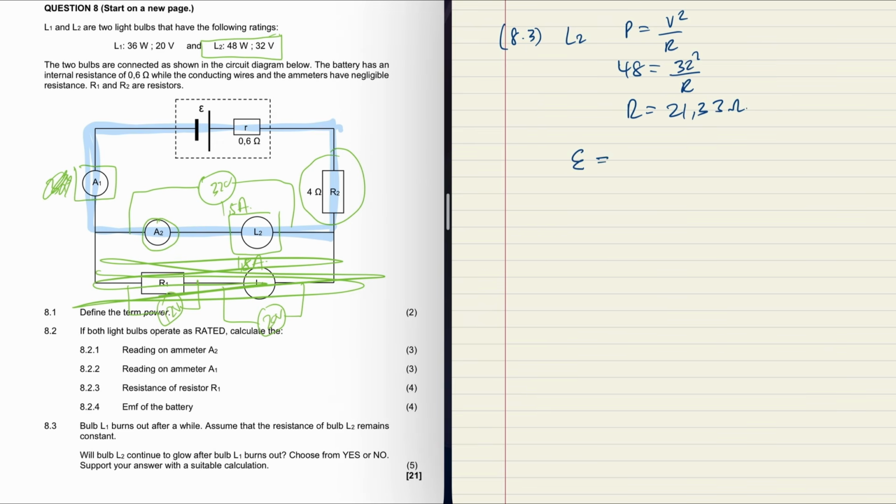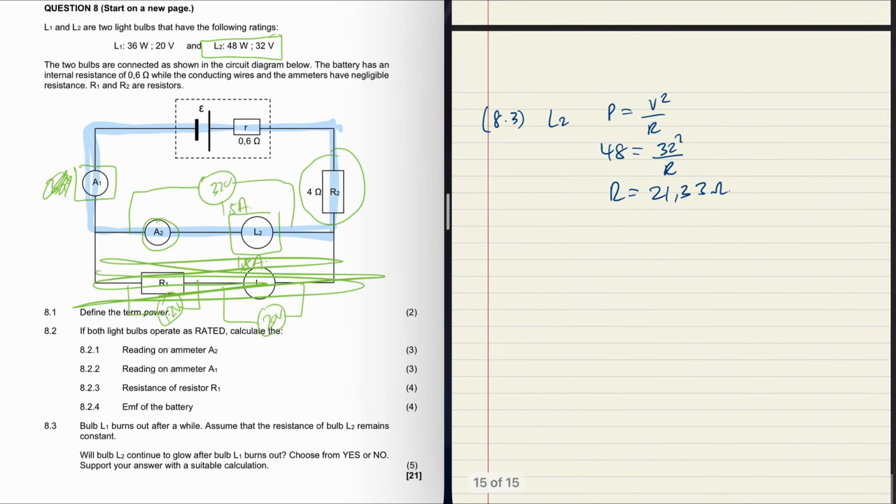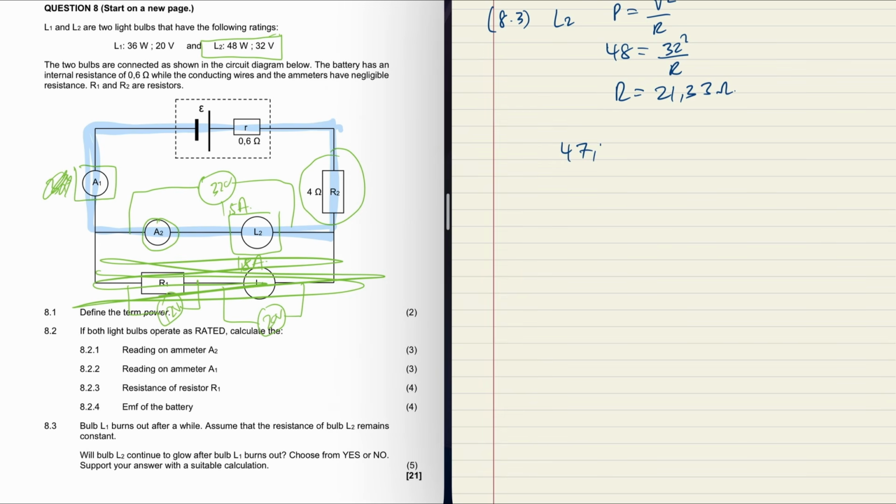Now, I want to work out what the new current is going to be. So I'll use the EMF formula here. I know the EMF, I just worked it out, 47,18. So 47,18 is equal to the current times the total resistance, which is 21.33 plus the 4 ohm that's still in the circuit, plus the internal resistance 0,6. If I work out the new current, I get a new current value of 1,82 amperes. So 1,82 is greater than the rated 1.5. Therefore, it will not work.